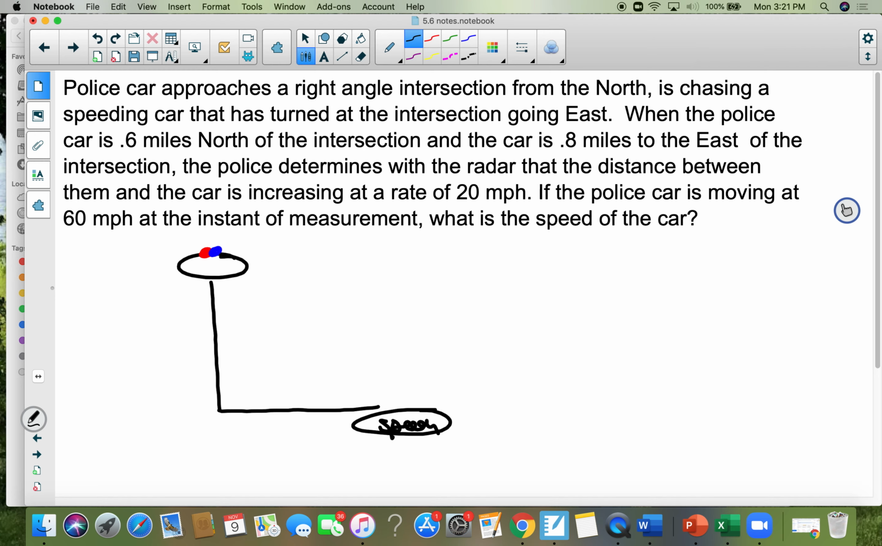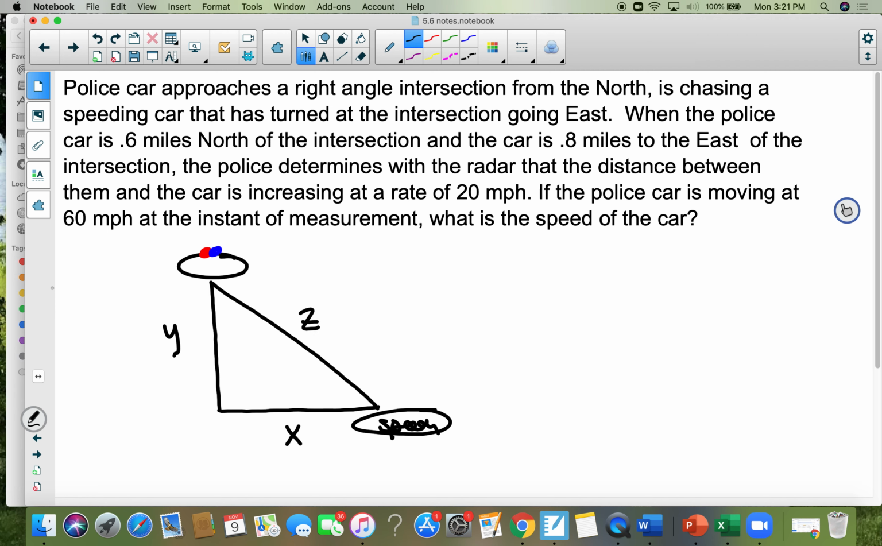A police car approaches a right angle intersection from the north, chasing a speeding car that has turned at the intersection going east. When the police car is 0.6 miles north of the intersection and the car is 0.8 miles to the east of the intersection, the police determine with the radar that the distance between them and the car is increasing at a rate of 20 miles per hour. You can just name these; it doesn't matter what variables you give it. I'm going to call this Y, and this X, like the X and Y axis. Maybe call this Z.